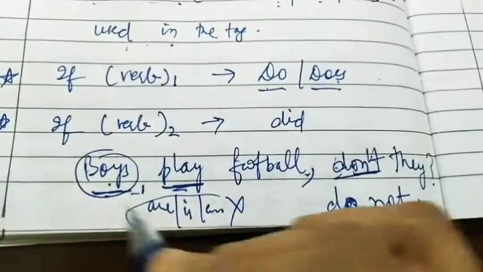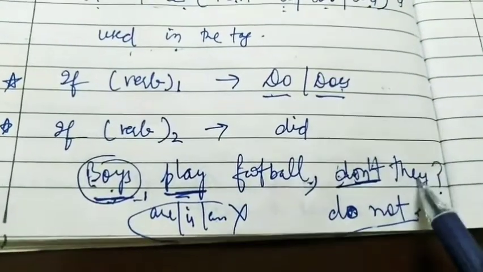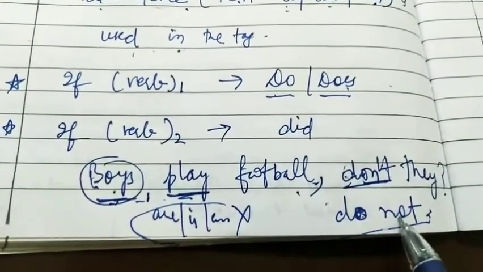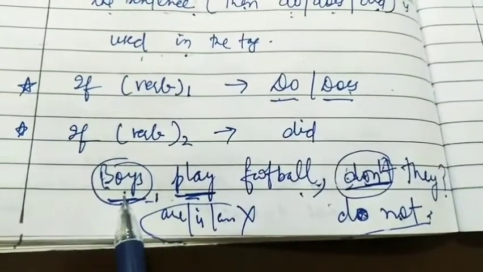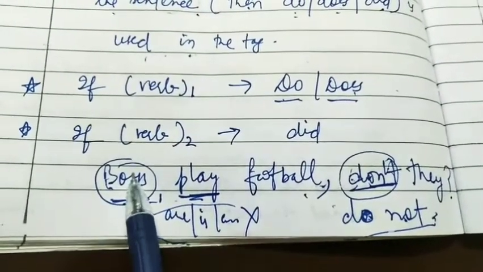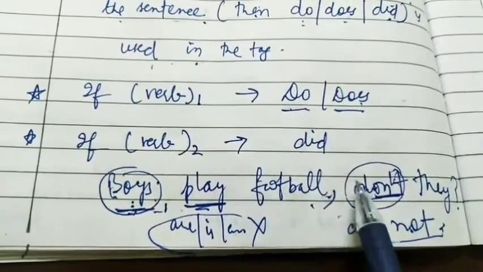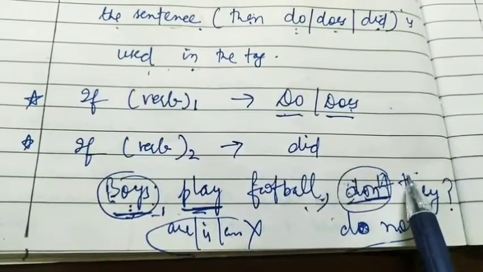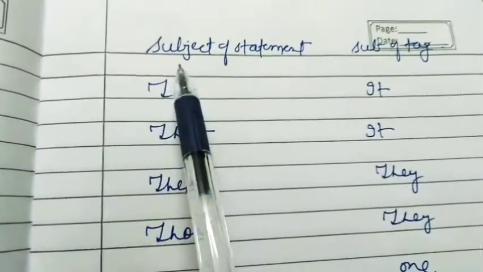Okay. Because the subject was plural, boys है, ज़्यादा के लिए हमने they use कर लिया, and it was a positive statement, we have used not here, and this is the contraction form. अगर यहाँ पर एक boy होता या किसी एक person की बात होती या किसी एक चीज़ की बात होती, then we would have used here doesn't she, doesn't he. Okay, clear है?